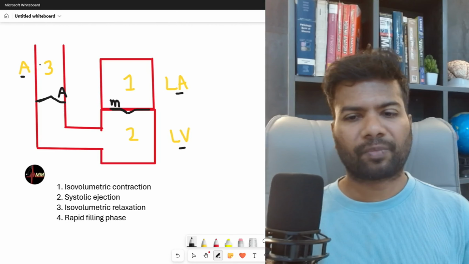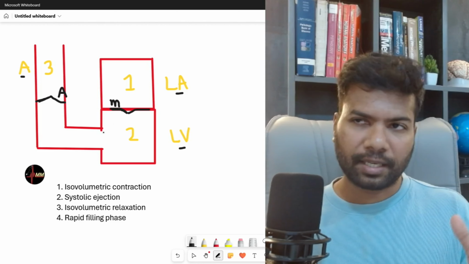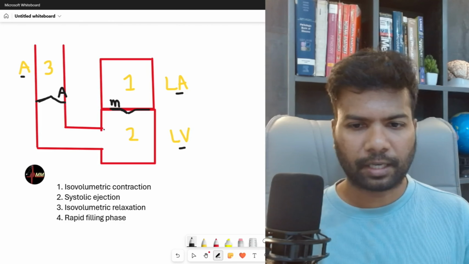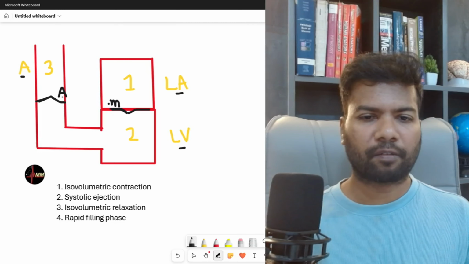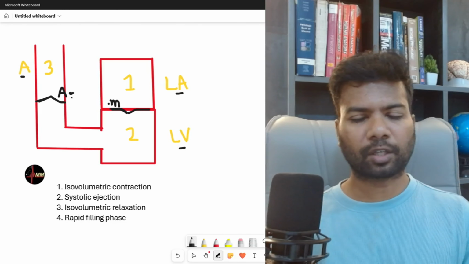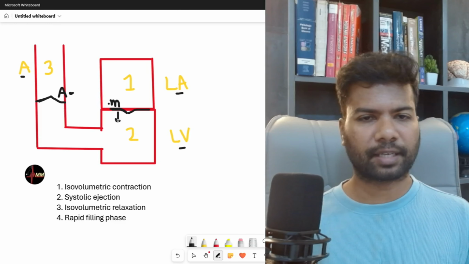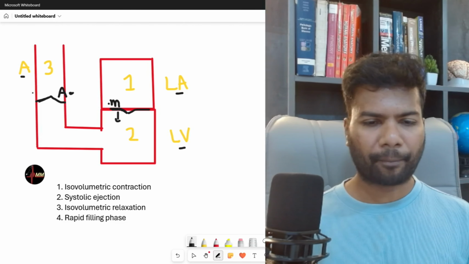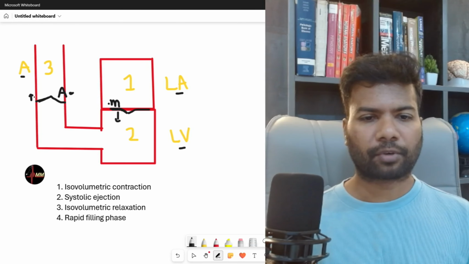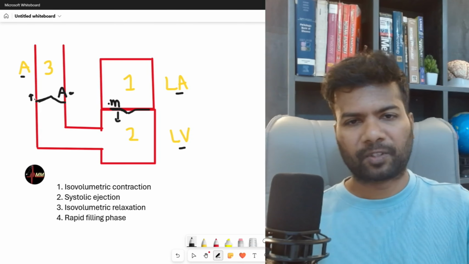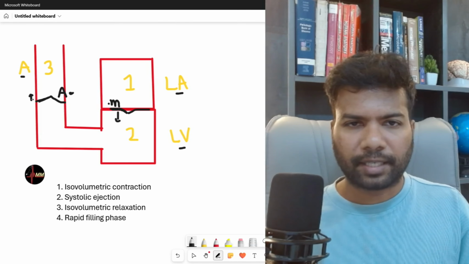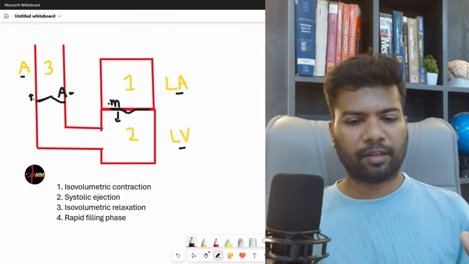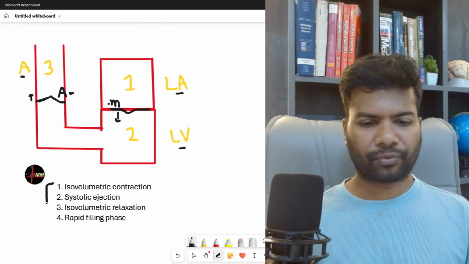So wherever the pressure goes high in that chamber, the valve can open or close. The valves here are the mitral valve and the aortic valve. The mitral valve opens downward, from the left atrium to the left ventricle, and the aortic valve opens upward, from the left ventricle into the aorta. So the whole concept of the cardiac cycle is to move the blood from the left atrium to the left ventricle and into the aorta. Fine. So these four phases, let's go.